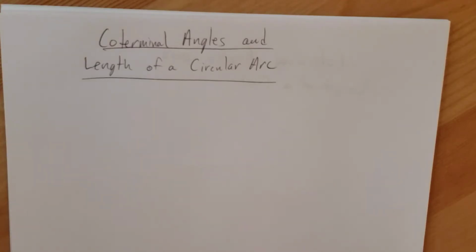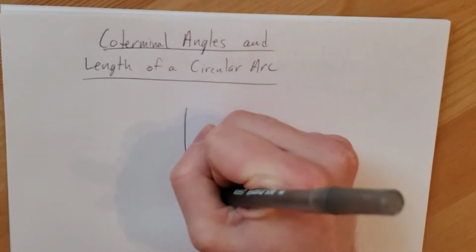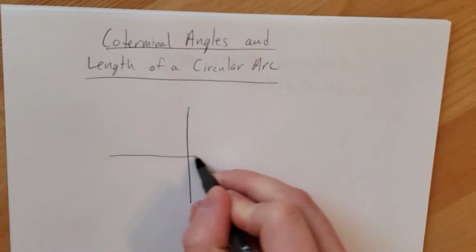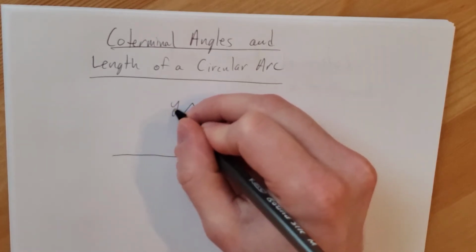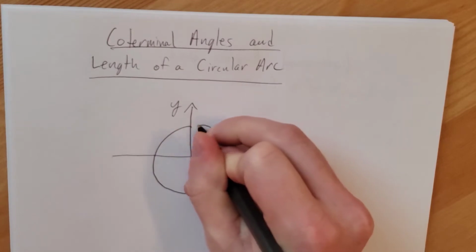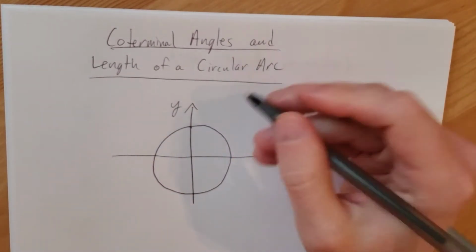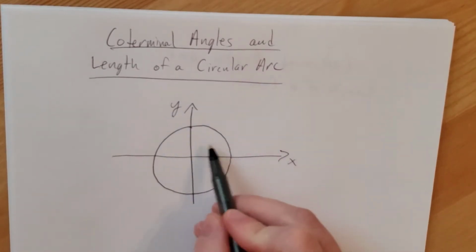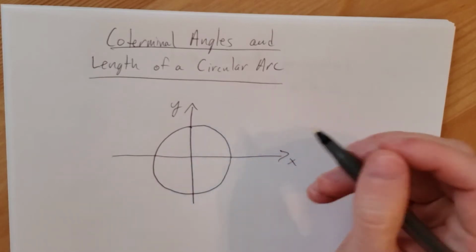In this video, we're going to be covering coterminal angles and length of a circular arc. So the first thing I'll start with is let's draw a circle down on our XY coordinate system. I'd like to first just define the quadrants. We have 4 parts here that are broken up into quarters, so there are 4 quadrants.